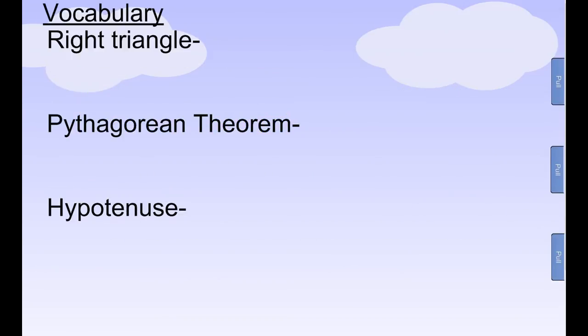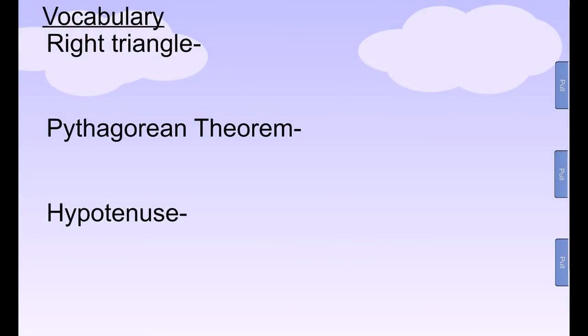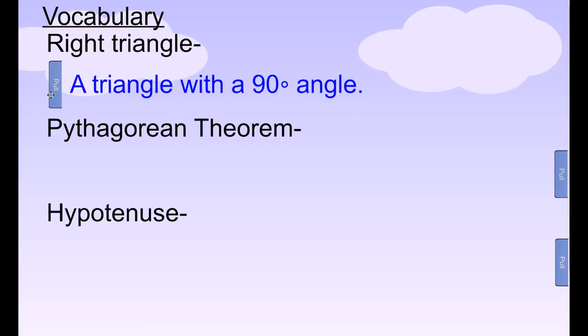Alright, so here is the vocab. So, first off, right triangle. A right triangle is a triangle with a 90-degree angle, meaning that it has one right angle. You can't have a triangle with more than one right angle. So it's a triangle that has a 90-degree angle, a right angle.